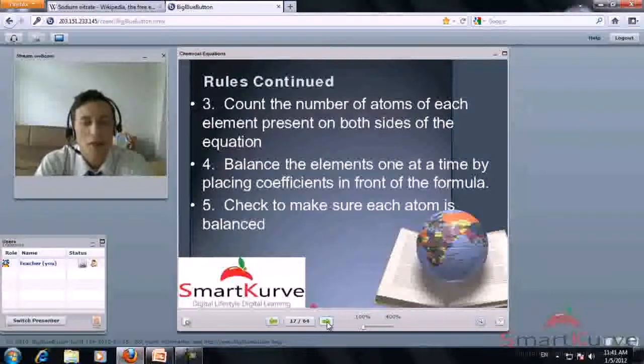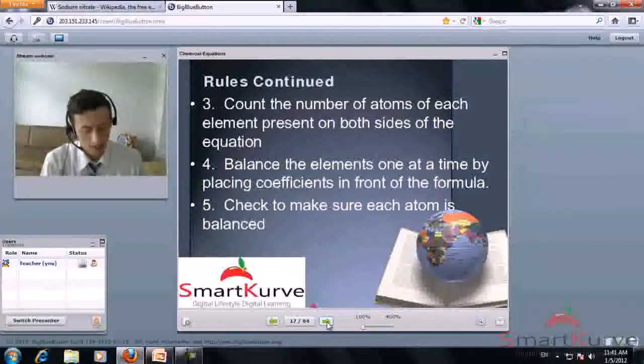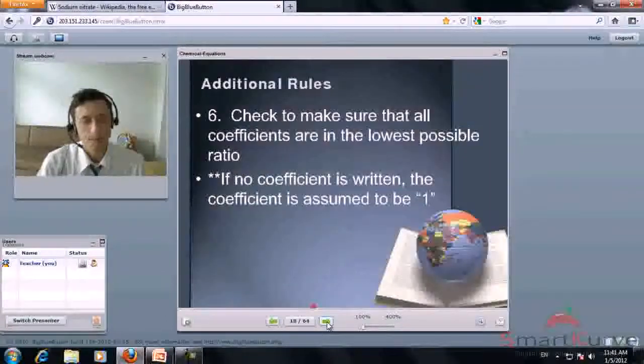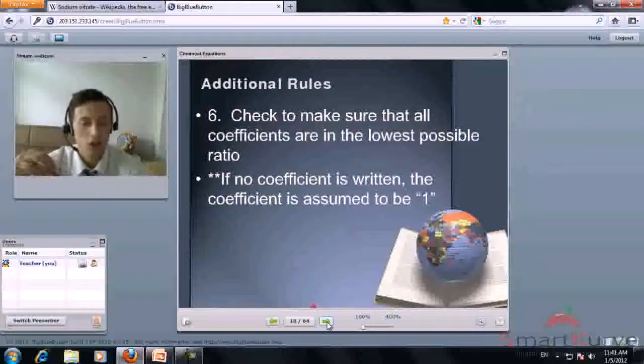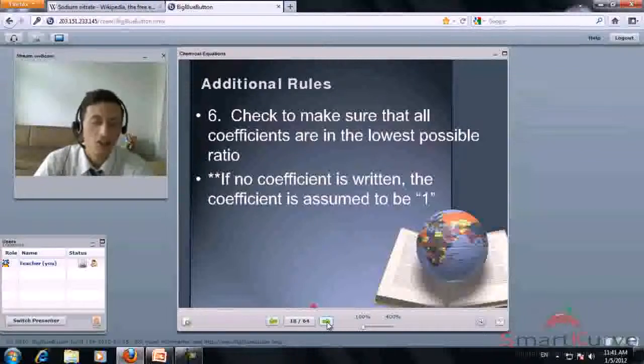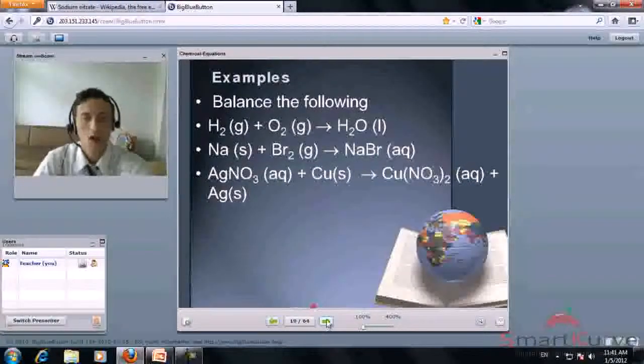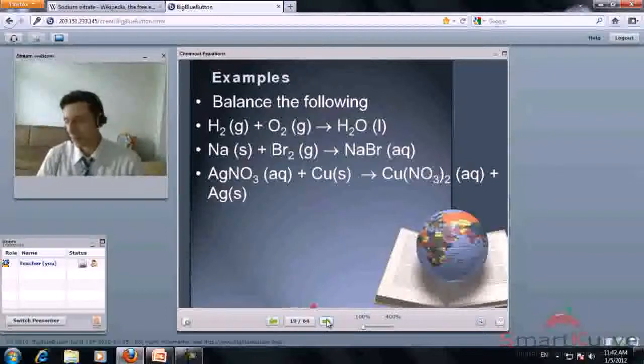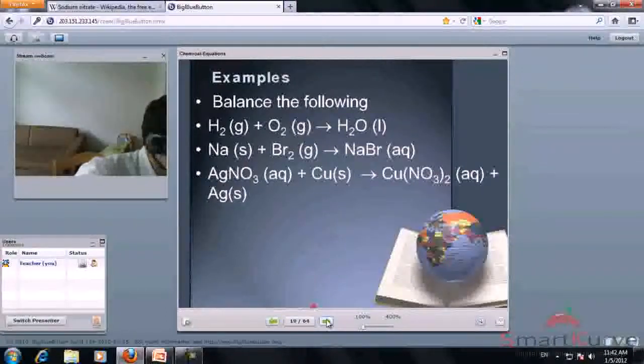Count the number of atoms of each element present on both sides of the equation. Balance the elements one at a time by placing coefficients in front of the formula, and check to make sure each atom is balanced. Check to make sure that all coefficients are in the lowest possible ratio. If no coefficient is written, the coefficient is assumed to be 1. All right, let's do an example together. Let's balance that first equation.